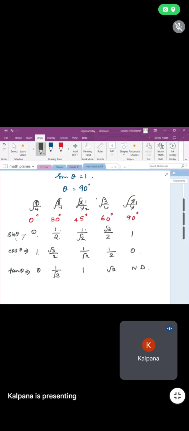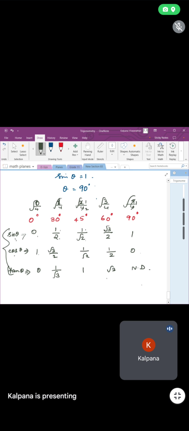Not defined. That's it, children. If you know these three things, sine, cos and tan, you can write the reciprocals. If you want secant, it is 1 by cos. If you want cosecant, it is 1 by sine. And cot is 1 by tan. Just write the reciprocal values.